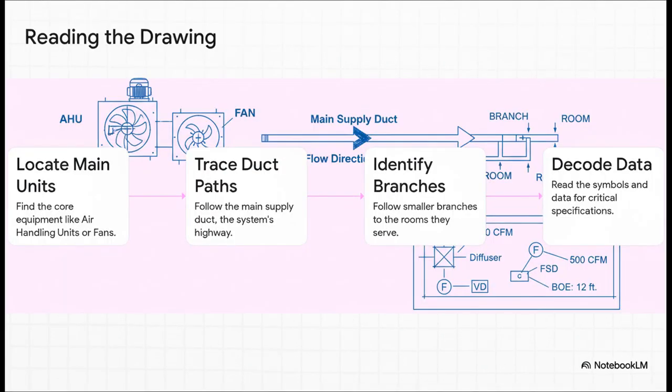So how do you even approach this thing without getting totally overwhelmed? It's simple. We break it down. First, find your main equipment, your air handling units, your fans. From there, you physically trace the main supply duct. That's the system's highway. Then you follow all the smaller branches out to the rooms they serve, and finally, you decode all the symbols and the data that give you those critical specs.